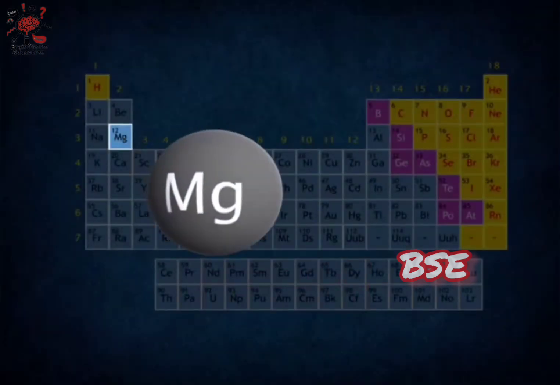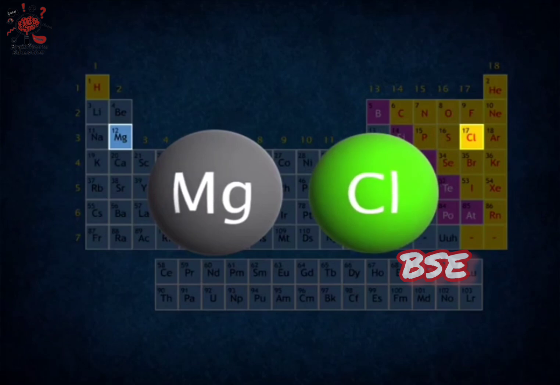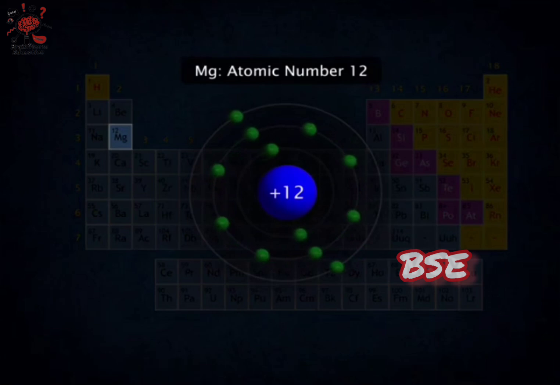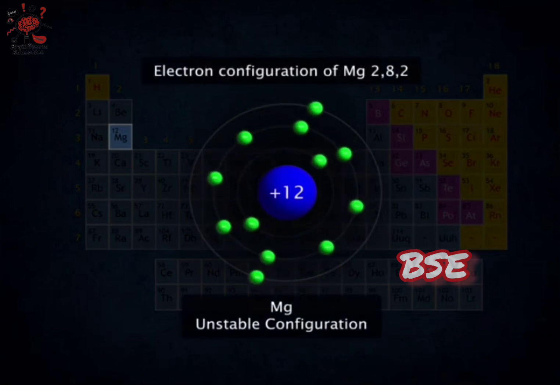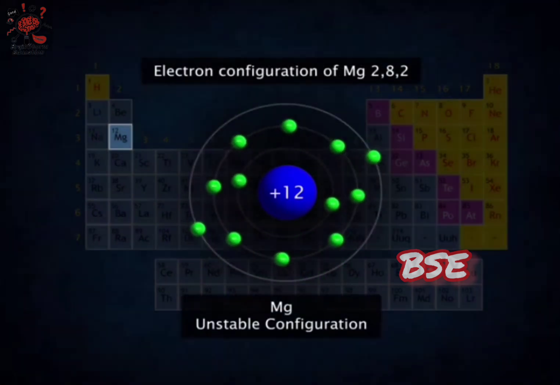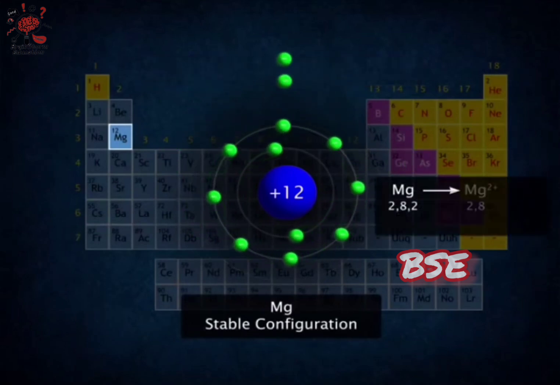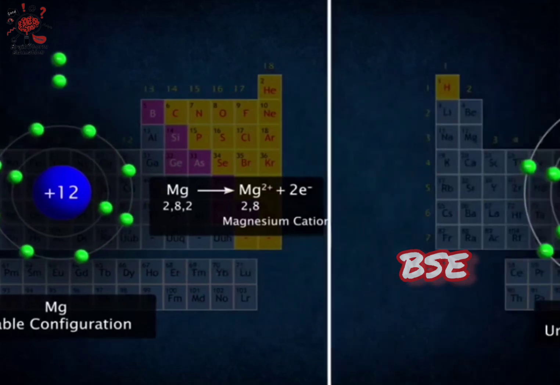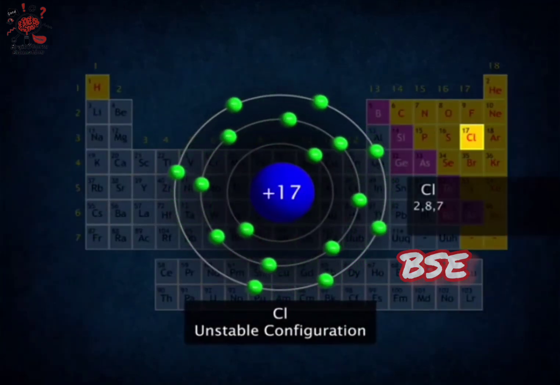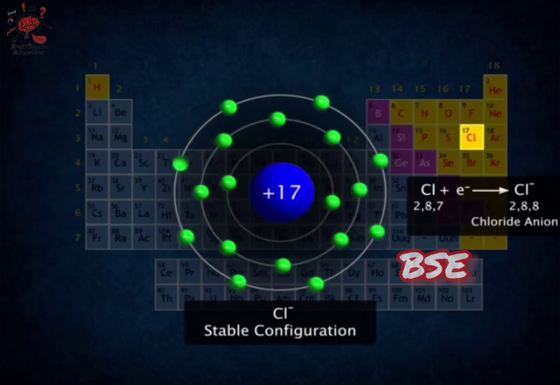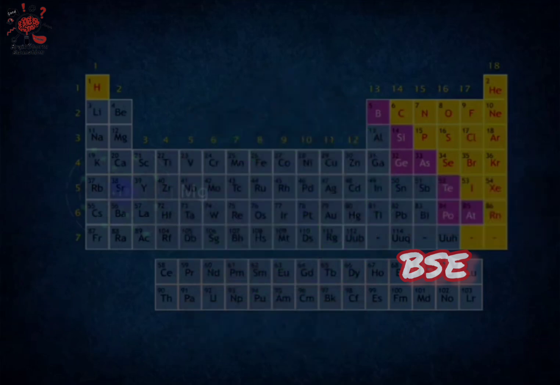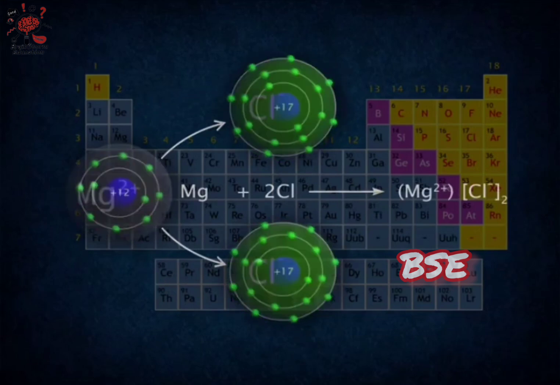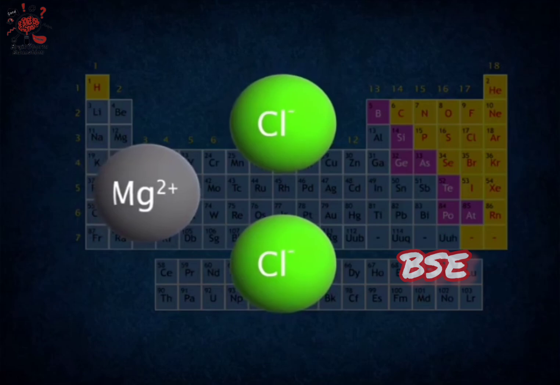How do you think magnesium will react with chlorine? Magnesium has 12 electrons and 12 protons. Is this an unstable electron configuration? Magnesium gives away 2 electrons from its outer shell to achieve an octet. A chlorine atom needs 1 electron for stability. Hence, 1 magnesium atom combines with 2 chlorine atoms to form magnesium chloride, an ionic compound.